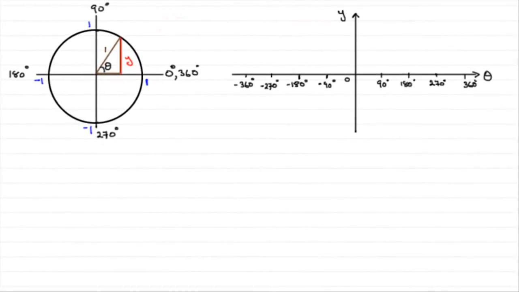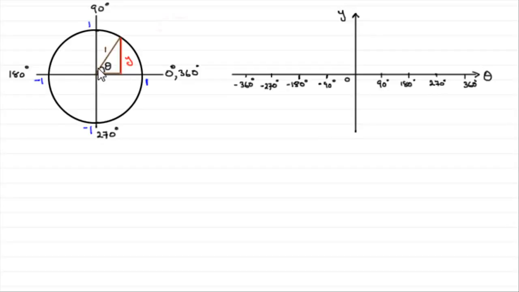Hi. Now in this tutorial what I want to do is show you the graphs of sine theta, cosine theta and tan theta, and how the graphs of sine theta and cosine theta are related to displacements on a unit circle. And what we'll do is we'll start off first of all with this displacement y on the unit circle.